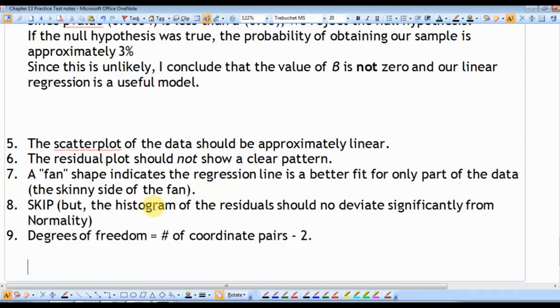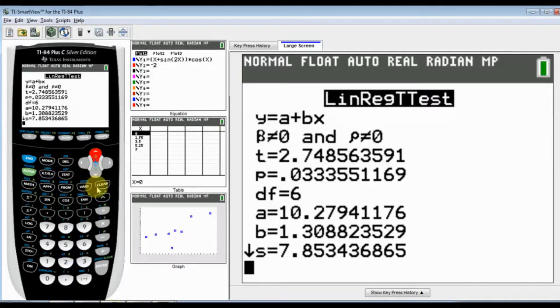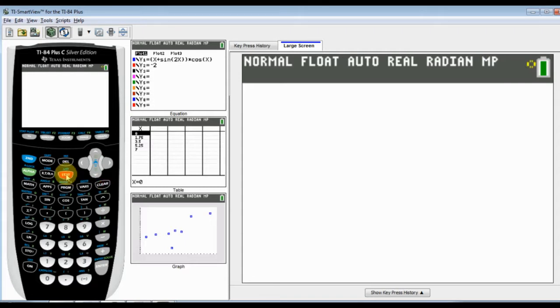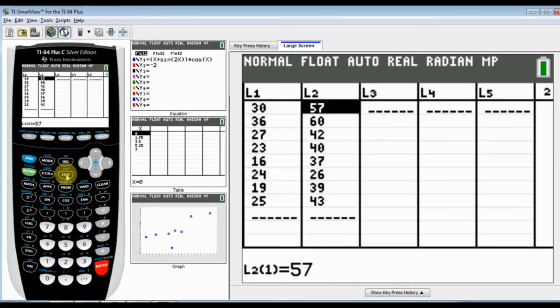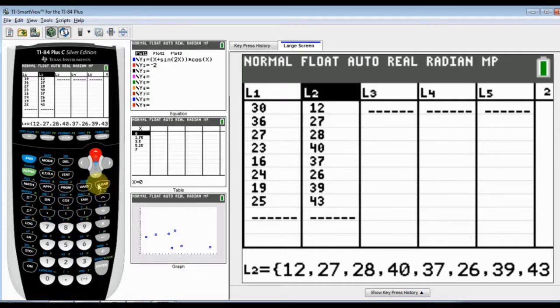Number 10. We have this chart, so we're just going to go ahead and do this live. Let's see, we want that data in our calculator. Let's take a minute to do that. Oh, I'm in the wrong place. It'd help if I checked I was in L1.